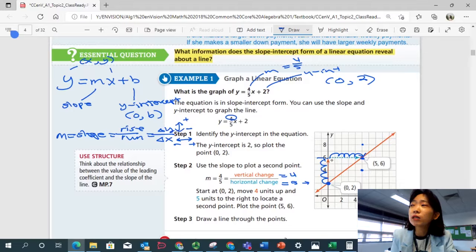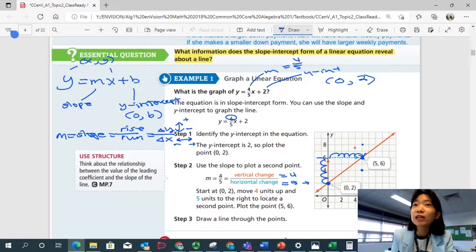You can't just count one vertical change and then say, oh, that's our next point. No, you have to have both of them because your slope is 4 over 5. You need to count both of them at the same time. So from this point, you count the vertical change and you count the horizontal change, and that is your next point on the line. So (0, 2) and (5, 6) are 2 points, and you can draw a straight line that goes through the 2 points.